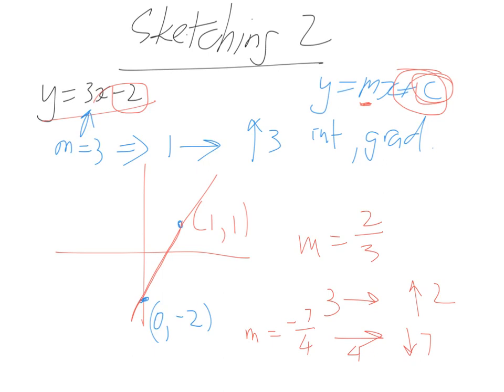So we find 1 point using our y-intercept. It tells you what that is. And then we look at our gradient. If it's a whole number, it's 1 to the right. If it's positive, we go up that many. If it's negative, we go down that many. And we draw our second point there. And that's the way we go about sketching with the intercept and gradient method.